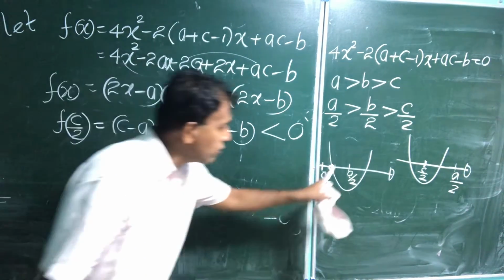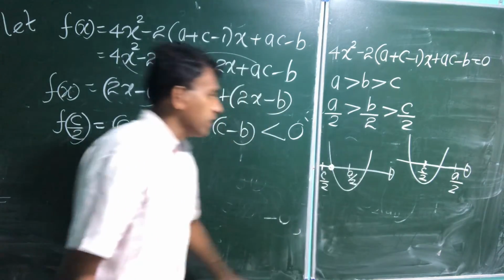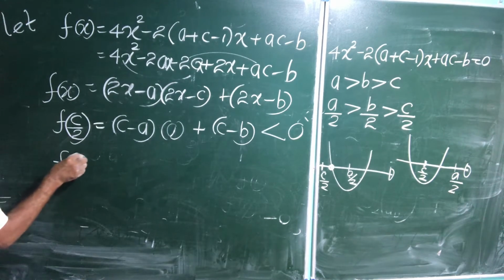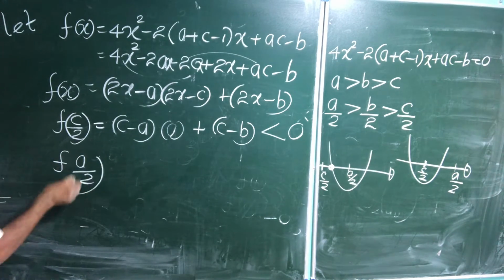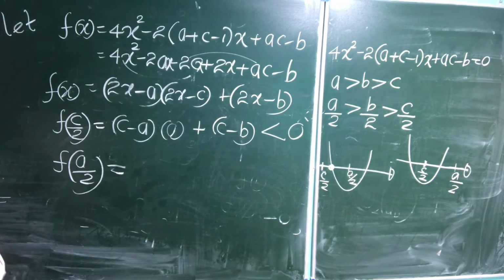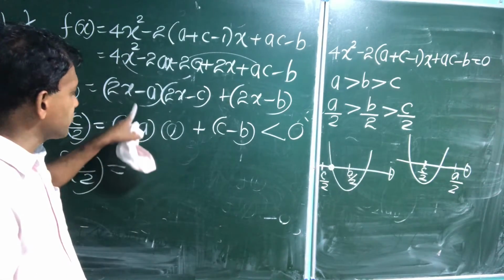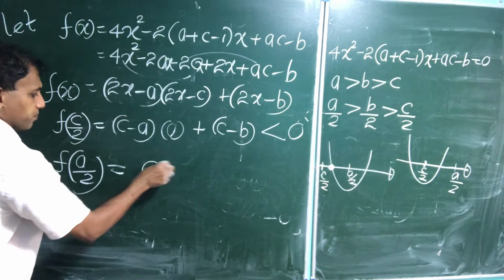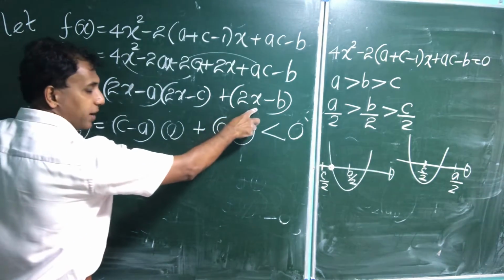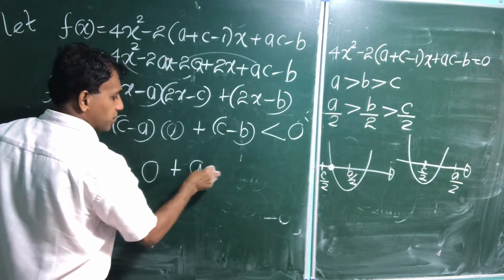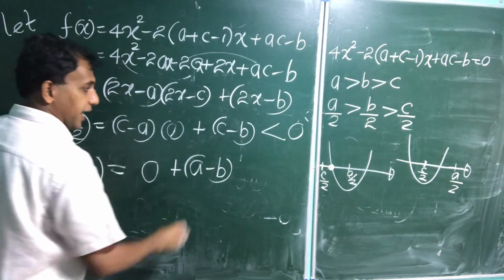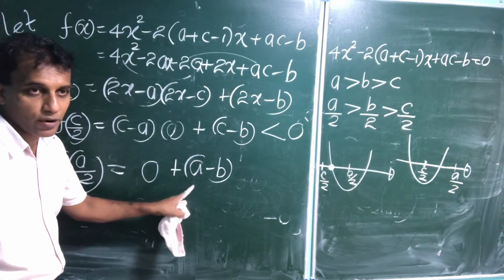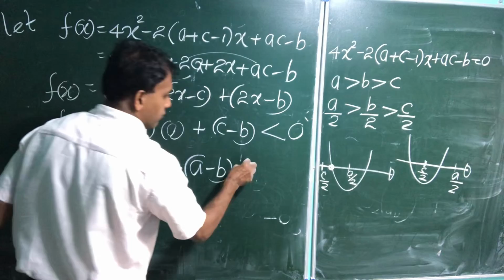Next you apply f of a by 2. Put x for a by 2 here. a by 2 gives 0 and 0. Put x for a by 2, 2 cancel, a minus b, okay, a minus b, a is the biggest, so a minus b is a positive number, right? This is 0, therefore positive.